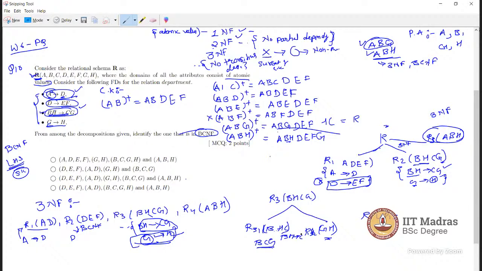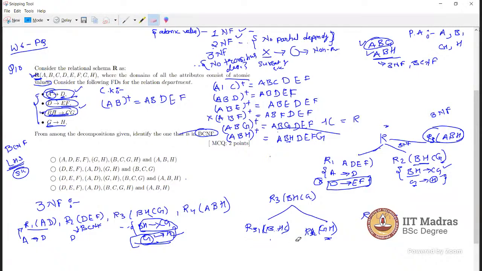Yes, okay, BH determines C. And we have BH determines G. Okay, so we can write it as BH determines G. If we take R31 as BCG, then we don't have any functional dependencies, sir. We can take BCG in our composite key.